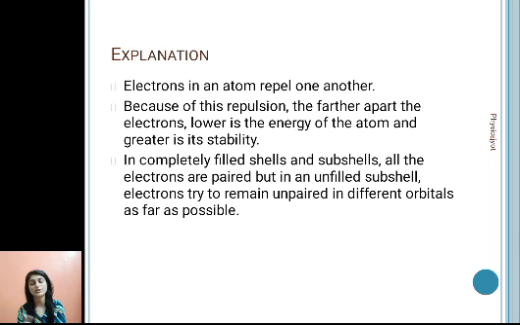When we talk about stability, energy should be minimum, and this energy is minimum when electrons are further apart. In completely filled shells and subshells, all the electrons are paired, but in an unfilled subshell, electrons try to remain unpaired in different orbitals as far as possible. Now we will take two or three examples, and then this will become clear to you.